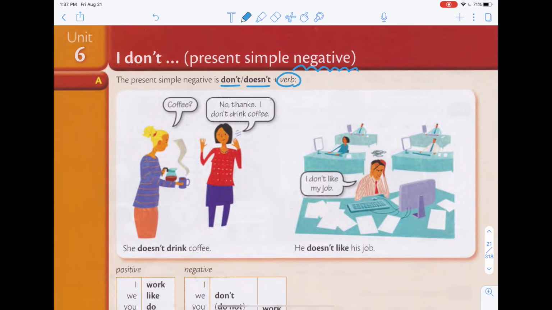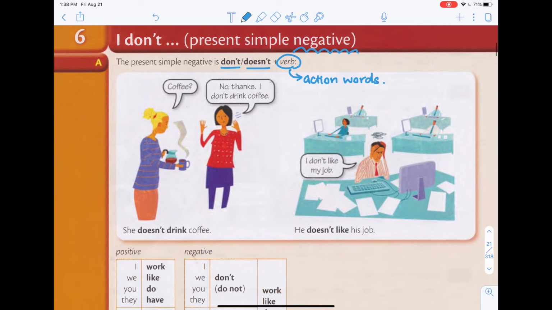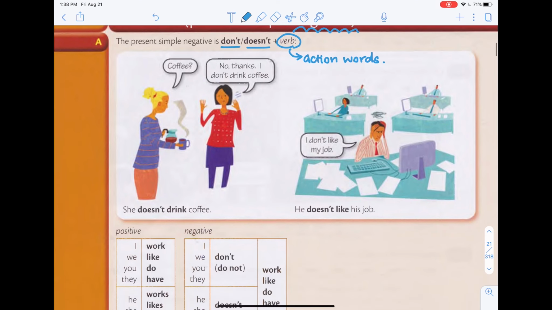So remember, what are verbs? Verbs are action words, right? Anything that is an action word is a verb. But before the verb, you need to add don't or doesn't. So what are don't and doesn't? Let's explain it in a bit, but let's look at the example first. So first picture.